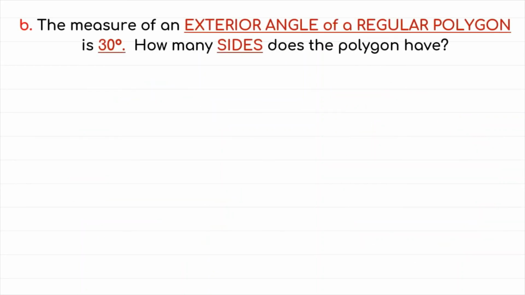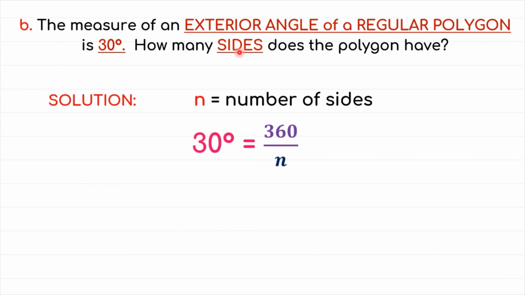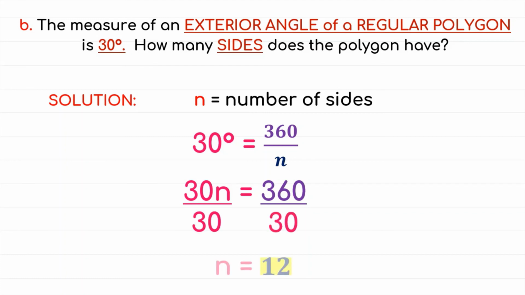Next. So, ito naman, degrees yung naging given. So, hinahanap po is side. Ganun lang din po. 30 degrees is equal to 360 divided by n. So, cross multiplication lang po yan. 30 times n, 30n. 360 times 1 is 360, divided by 30 is equal to 12. Ibig sabihin, 12-sided o dodecagon yung hinahanap.